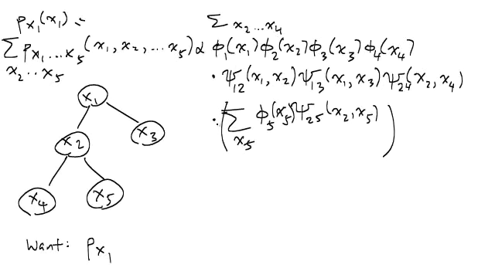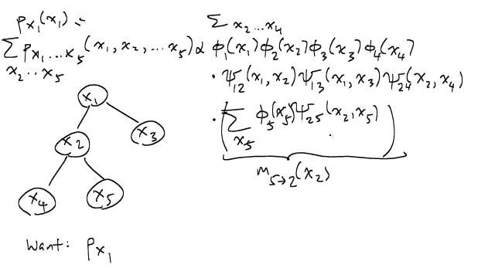So we'll have this after we push in the summation over x5, and we'll call this quantity right here m5 to 2. Meaning that we're summing out x5, and the resulting thing is going to be just a function of x2. This is just some notation we're introducing, and to foreshadow, this m is going to stand for a message. So this will be like a node passing a message to another node.